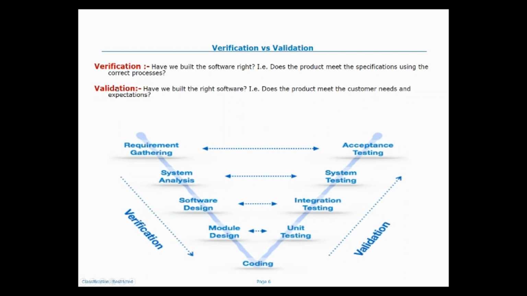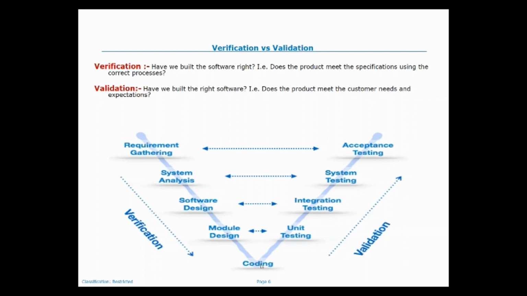Validation is whether we have built the right software. So we are validating whether the software the coder has built is actually meeting your customer needs. So validation is nothing but quality control, right? So verification is quality assurance and validation is quality control, and the validation process actually starts from this software development life cycle.